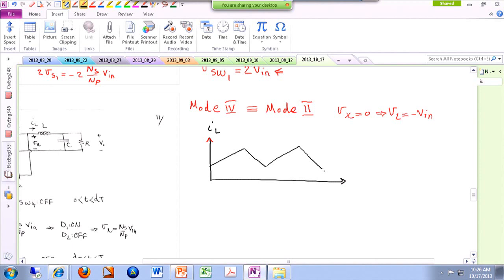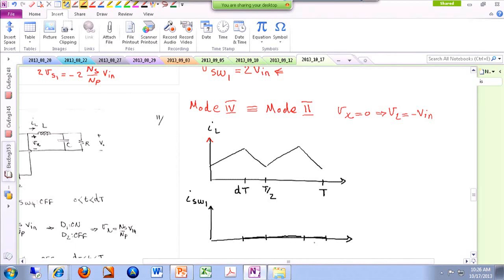So let's say this is the current waveform in continuous conduction mode for the inductor. And now we are trying to plot the current of the first switch. Remember, the current of the first switch is non-zero only in the first mode. The second mode, the switch was off, so I know this is 0. In the third mode, the switch was also off, so no current, and also in the fourth mode.